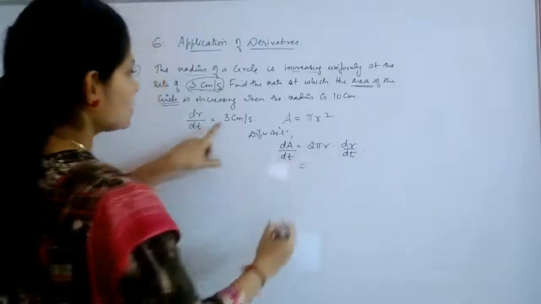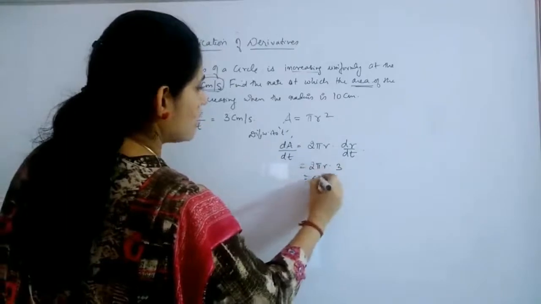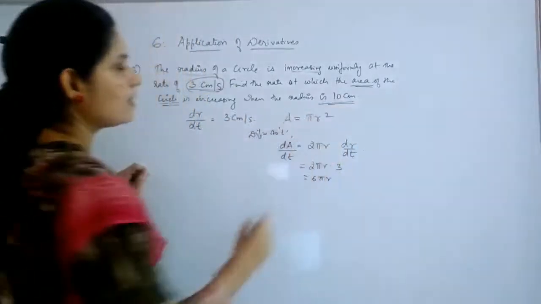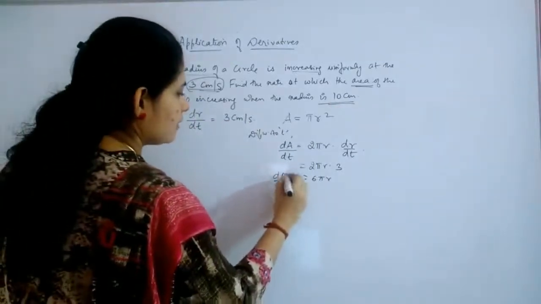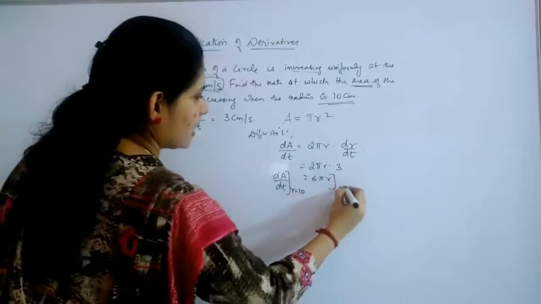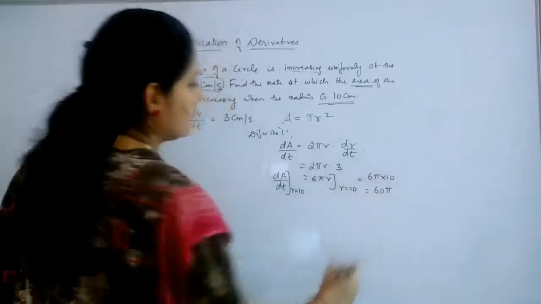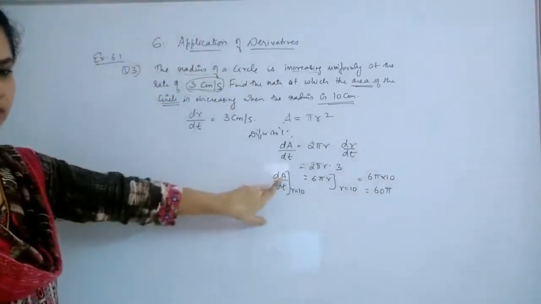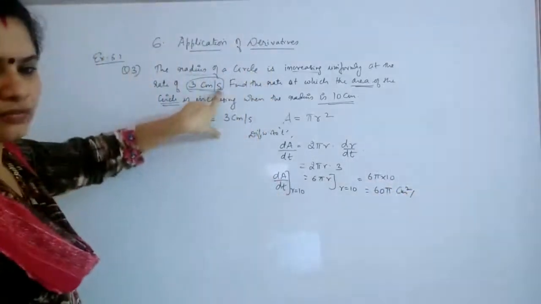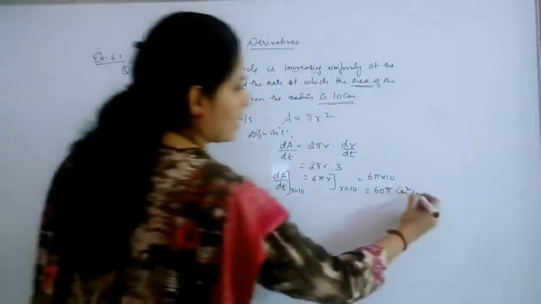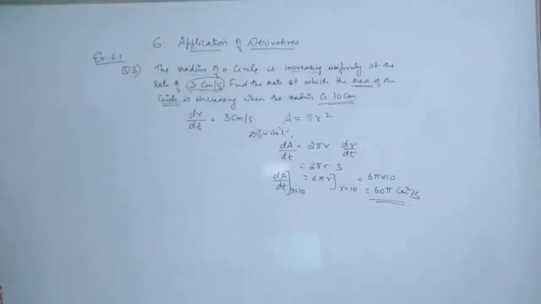Now dr by dt is given to be 3, so this will become 2 pi r into 3, 6 pi r. Again you have to find out dA by dt when the radius is 10. So dA by dt when r is equal to 10 will be 6 pi into 10, or 60 pi. Again the unit will be centimeter square, unit of area, per, you have to see here whether it is in seconds or minutes. According to that, per second. So this is your rate of change of area.